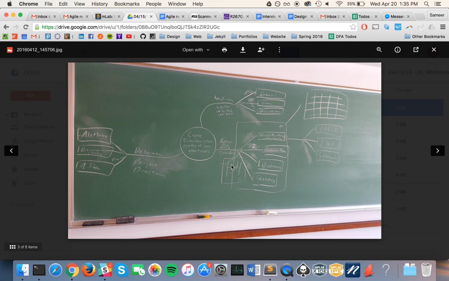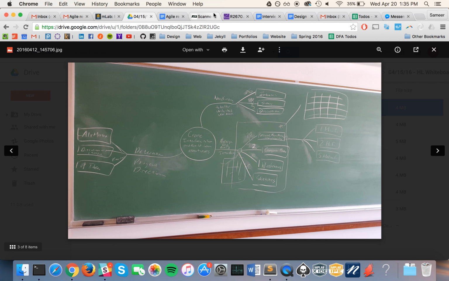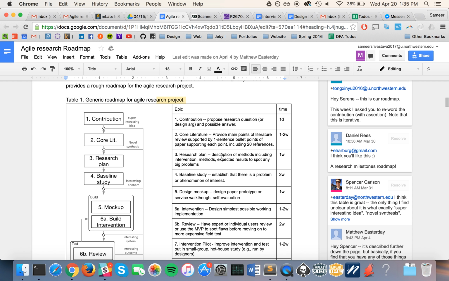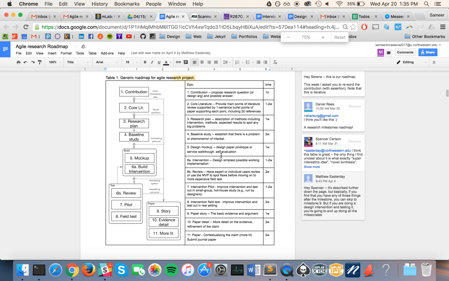So these are just some examples of our diagramming that we did some testing in house for these. So the next thing that we did after that was talk to Matt Easterday about the research roadmap him and a few other people are working on. We read through that just to learn more about the sort of hypothesized process that they're talking about in the document here about going through the entire research process.